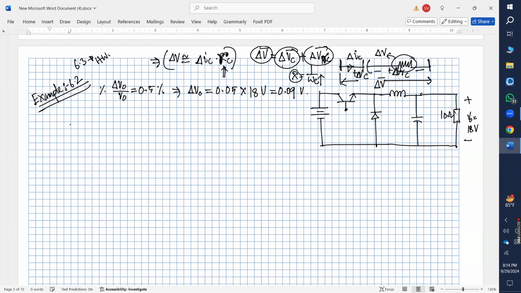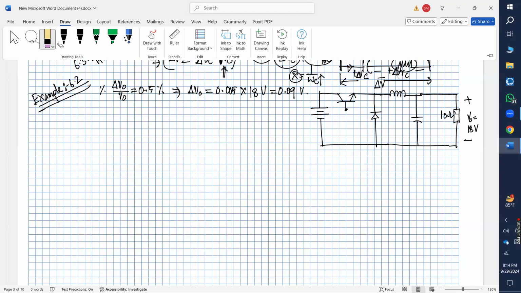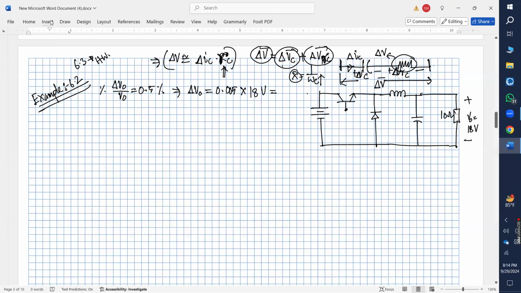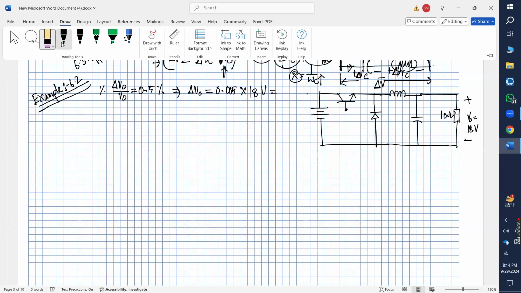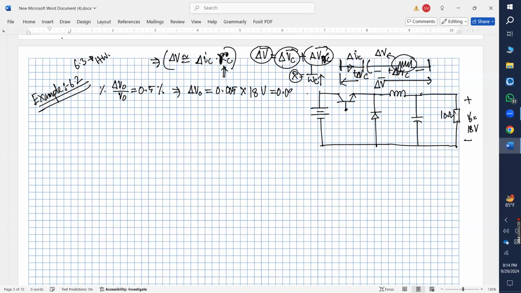0.09 volt. Sir, 0.9? No. 0.005. Oh, 0.5%, sorry, yes, it should be 0.005, right? Because 0.5%, if you divide it by 100, it should give you 0.00, right, after the point. So what should be the value? 0.09. Okay, so your value should be 0.09 volt.